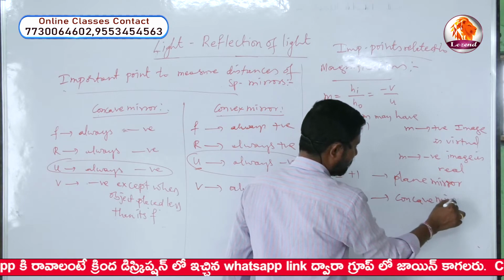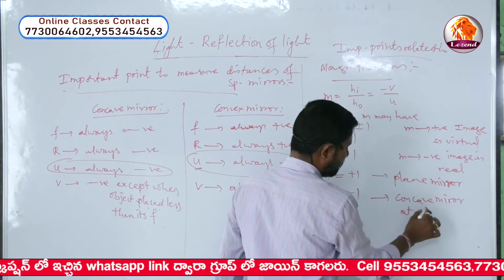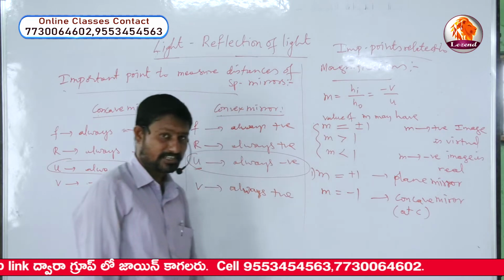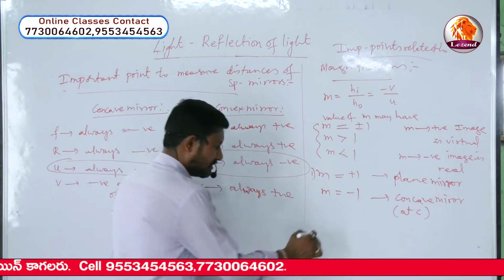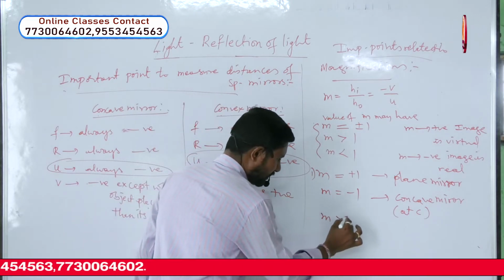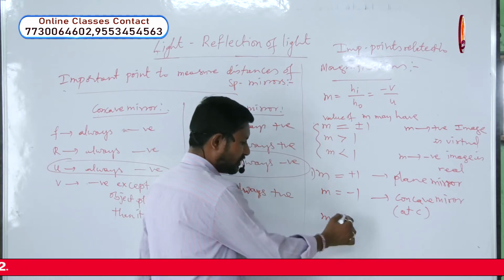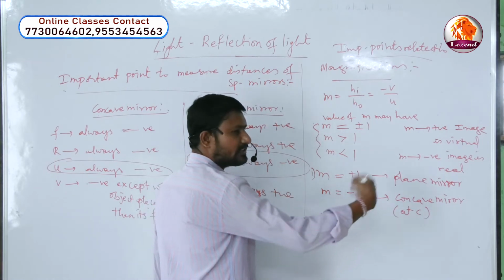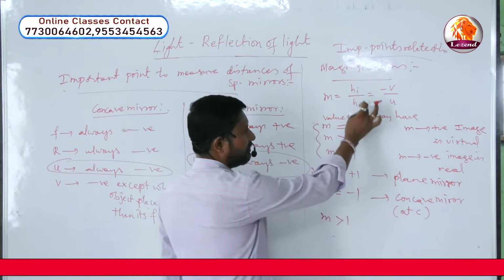Concave mirror. This is when the object is at C. When the object is placed at C, you will get this situation. And next, the m value is what now? Greater than 1. Greater than 1 means what now? It may be 2 or 1.5. Greater than 1 value means greater than 1. Do you get it now?